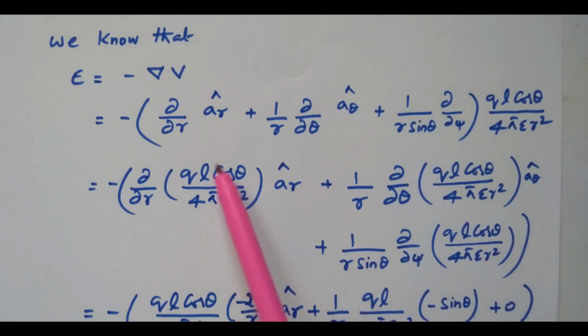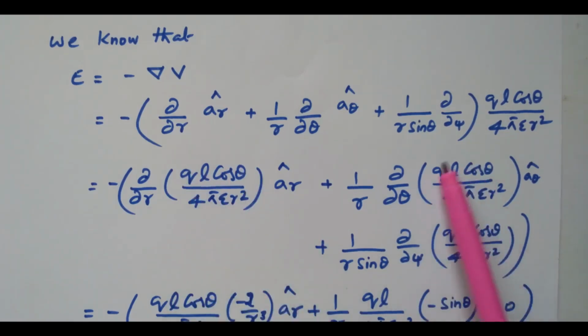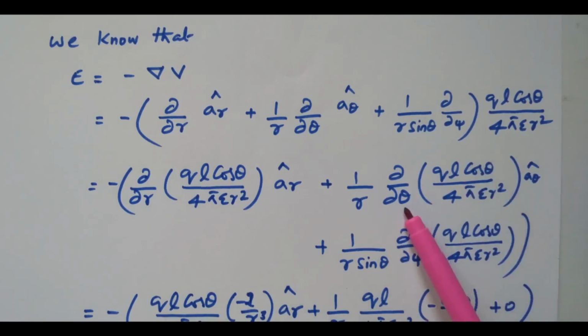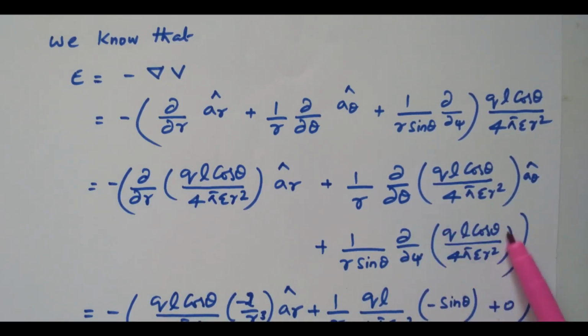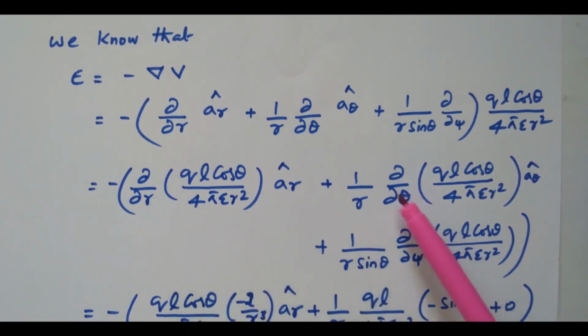Now we need to differentiate this expression with respect to r, this expression with respect to θ, and this expression with respect to φ. Partial differentiation: differentiation with respect to r, θ and φ. Now we'll go for the differentiation.